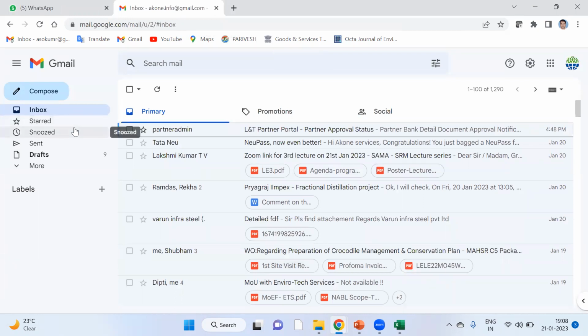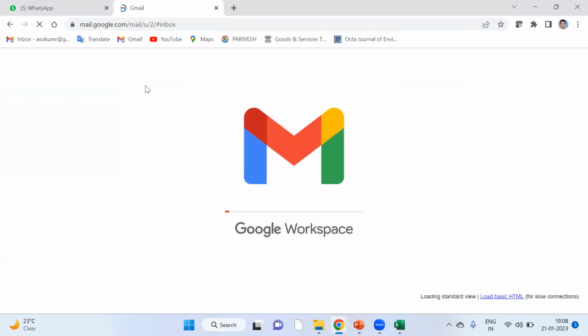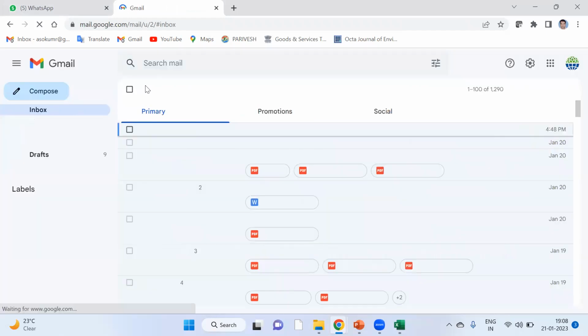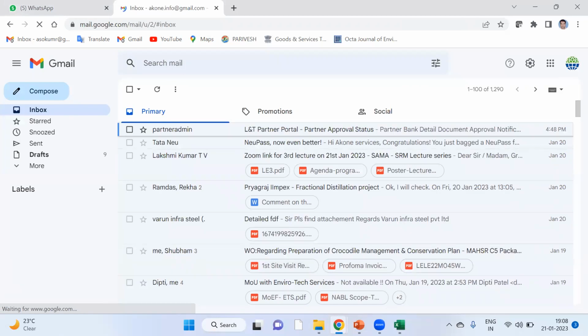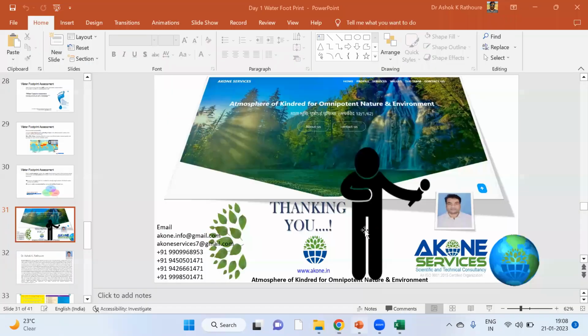So for the first day, this was the basics of the water footprint, type, applicability, etc. So now we'll move to the next day and we'll meet very soon.